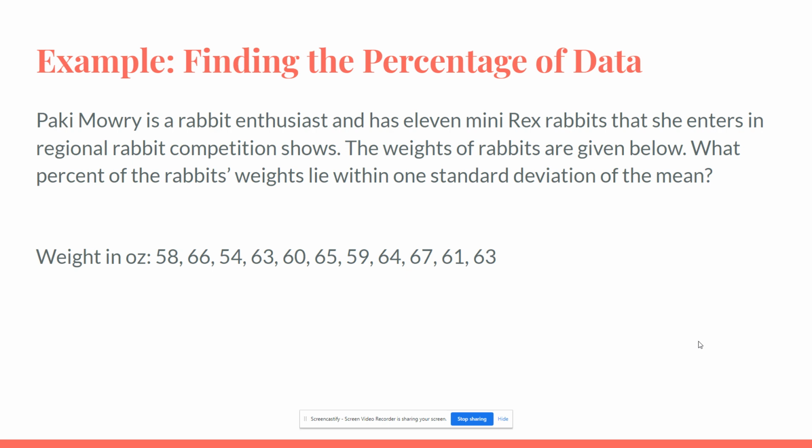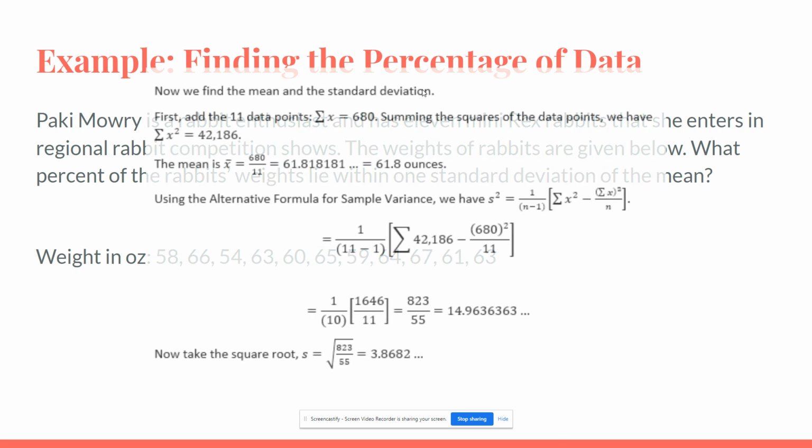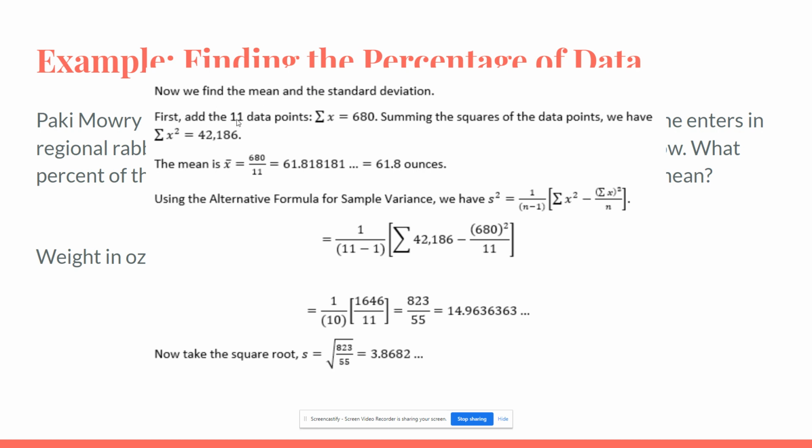So we need to start by finding our mean. So we can add all these up, divide by 11. There it is. Add all the data points. They all add to 680. Then we can also sum the squares. This will be a handy number later.